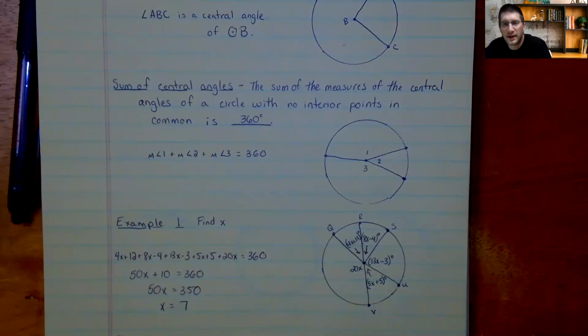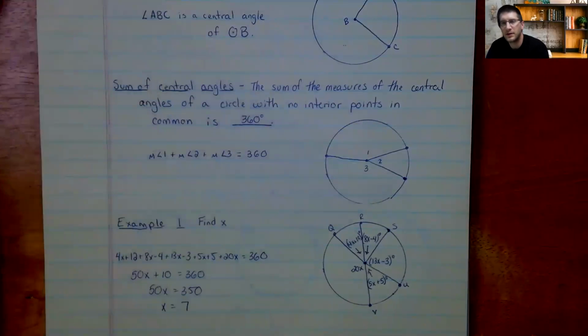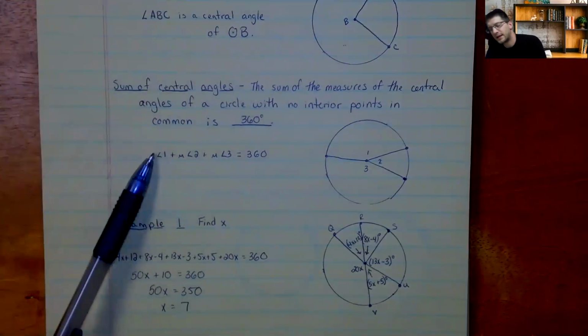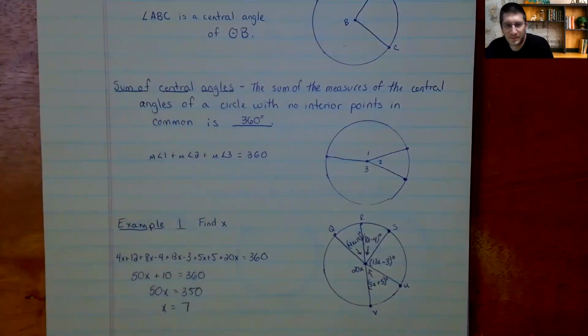So if you look at the drawing I have, right, I have 3 angles labeled, angle 1, 2, and 3. All of those angles have a vertex at the center of the circle. So therefore, if I take their measures and add them together, I should get 360 when I'm done.